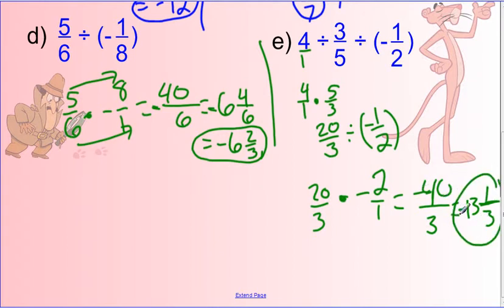And again, the answer is negative because the signs were different. Here the signs were the same, positive. Here the signs are different, negative. So the answer is a negative. All right.